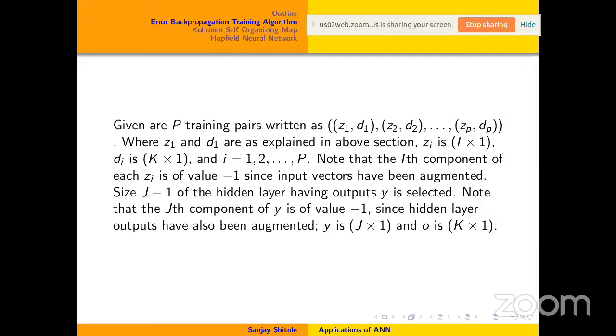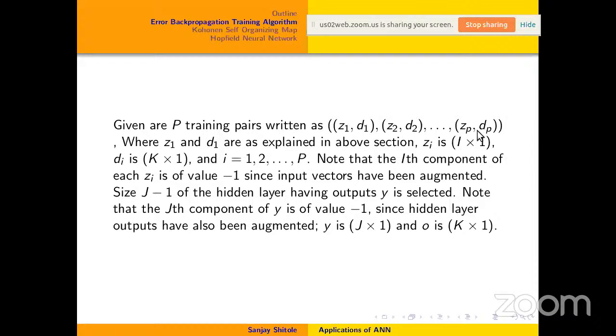You should know all the terminologies. What is written here: you require (Z1, D1), (Z2, D2), up to (ZP, DP). That means all these pairs. Let's say we have 1000 such patterns, 1000 patients. That means Z1, Z2, up to Z1000, as well as D1, D2, up to D1000. These pairs are available in the training data.